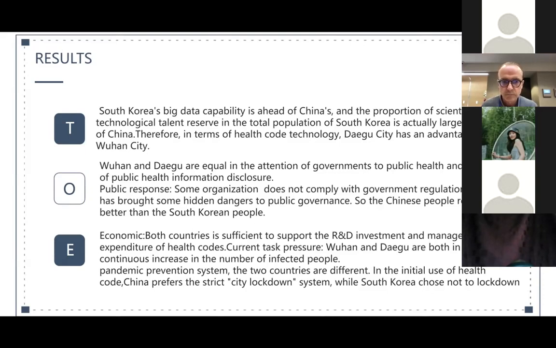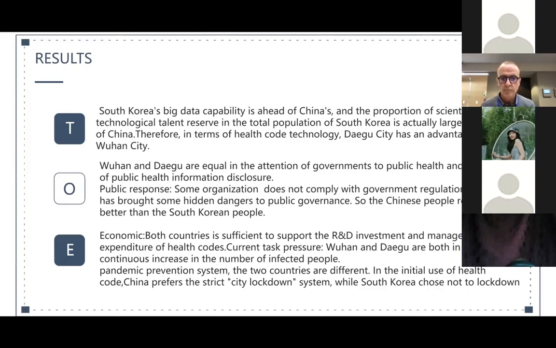In terms of prevention policy, the Wuhan government is more conservative, favoring a longer lockdown. The Daegu government prefers not to lock down. In the initial use of health code, Wuhan preferred the strict city lockdown system, while Daegu chose not to lock down. The lockdown lasted for a while after the health code was introduced in Wuhan, during which Wuhan residents could only travel within the city and were not allowed to go outside the city.